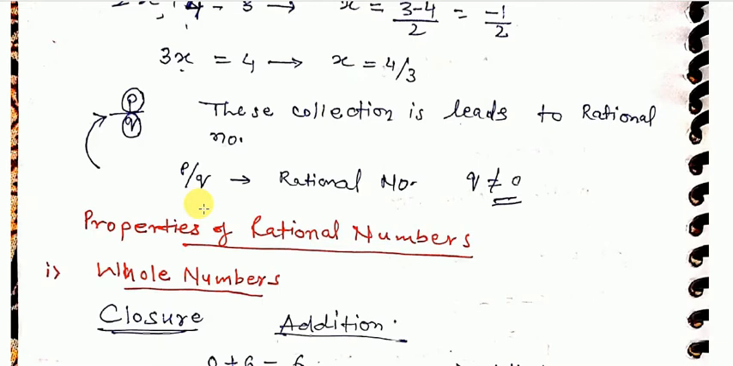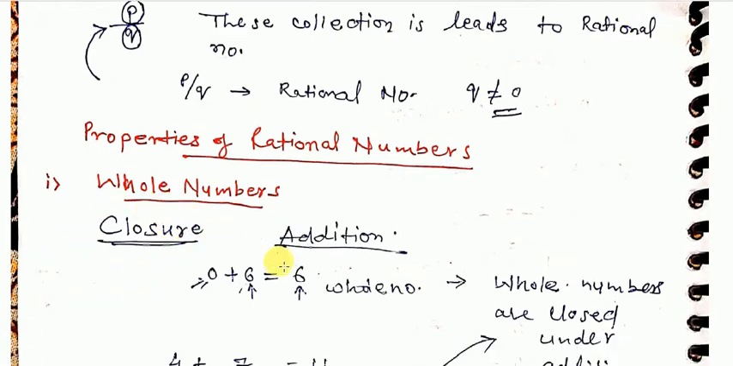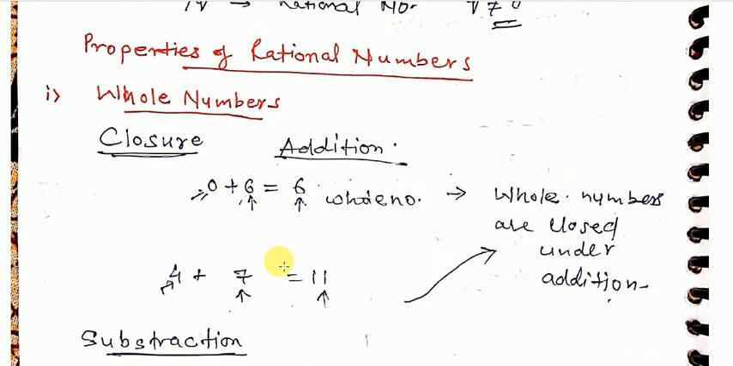Next, let's discuss some properties of rational numbers, and likewise of whole numbers and integers. We will discuss the properties of all these numbers. The first property is the closure property. We will discuss the properties on all four operations: addition, subtraction, multiplication and division. Firstly, I will discuss whole numbers. So what does closure property mean?